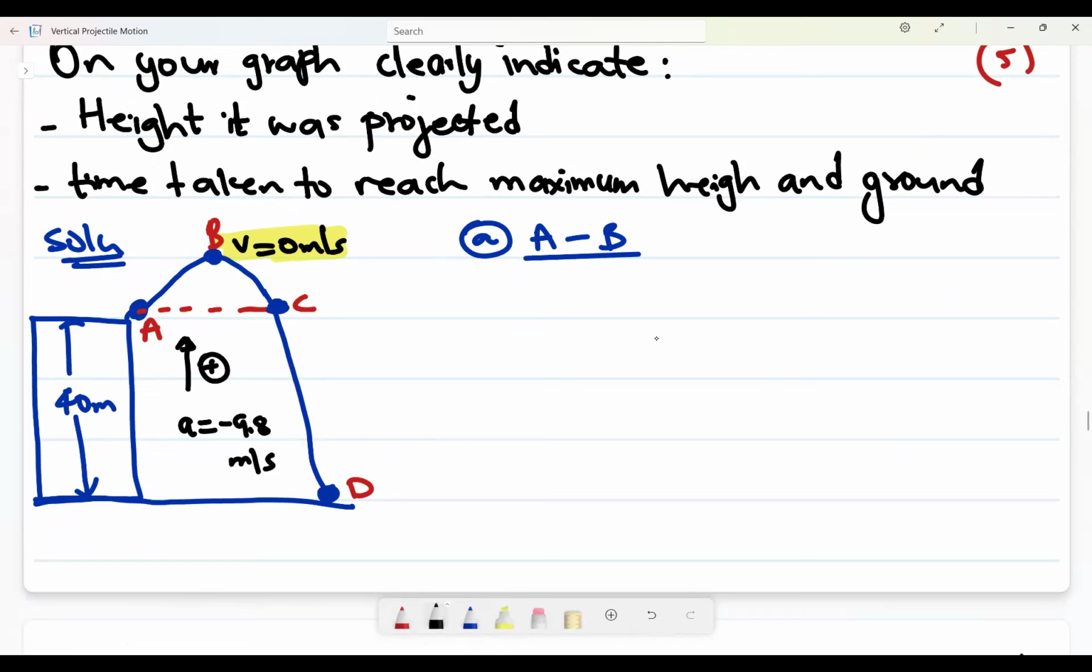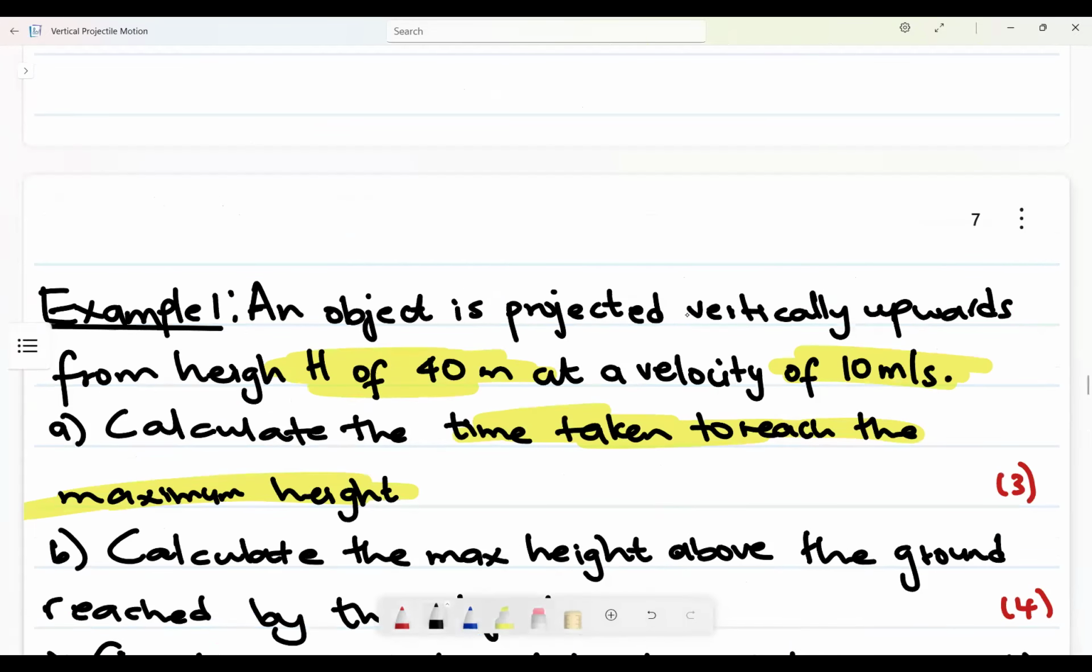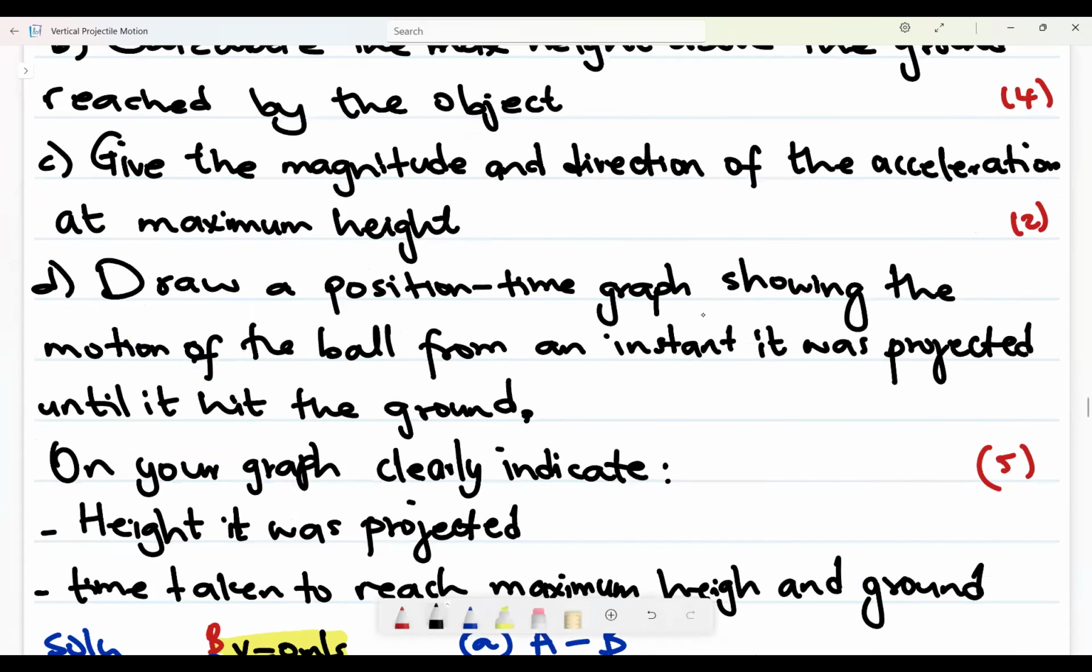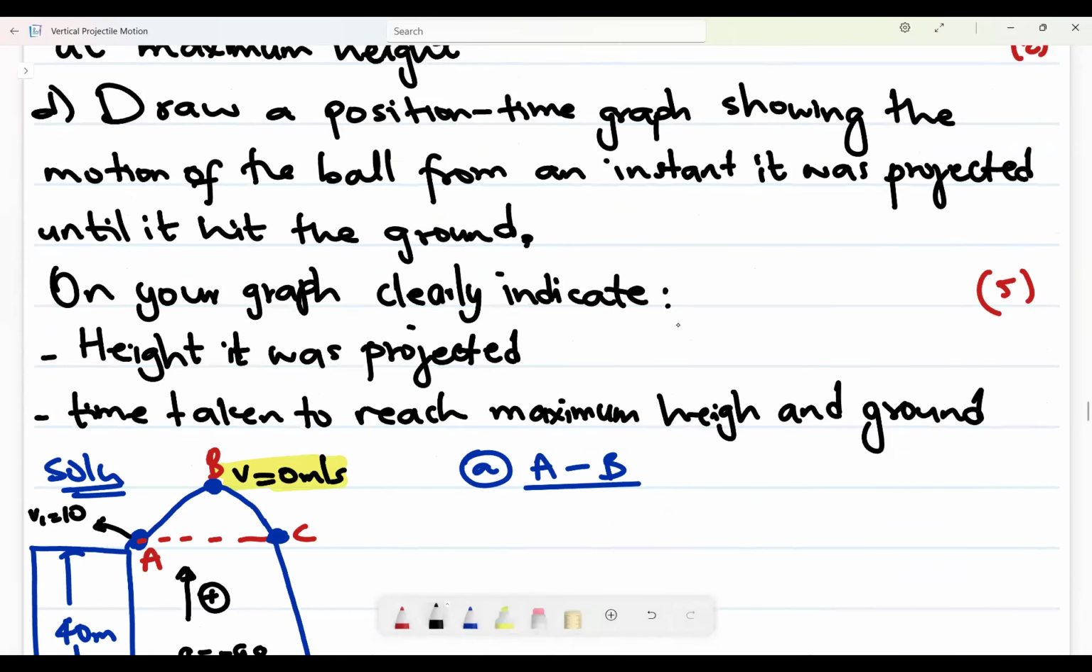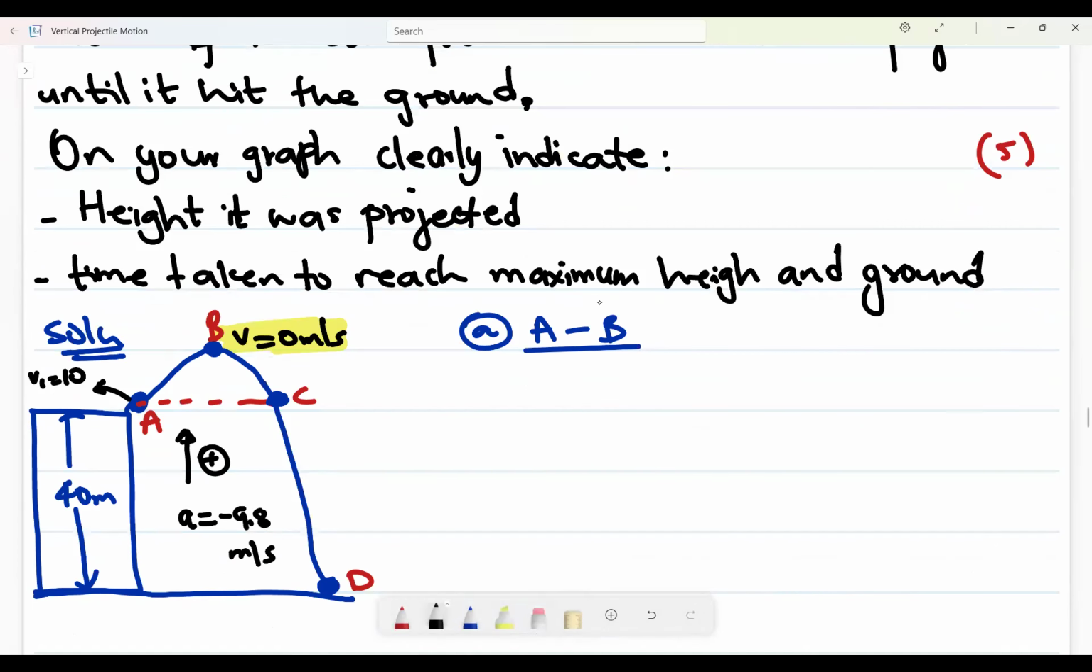But now, what is velocity at A? We know the velocity at A, which is the initial velocity. It is 10, because they told us it is projected from a height of 40 meters at a velocity of 10 meters per second. Now they want to know the time taken to reach point B. Now what I want you to do is collect your data. First thing first, you have a, it is negative 9.8 meters per second squared. The second one, you have an initial velocity. You are given as 10 meters per second. You are required to find what? Time.